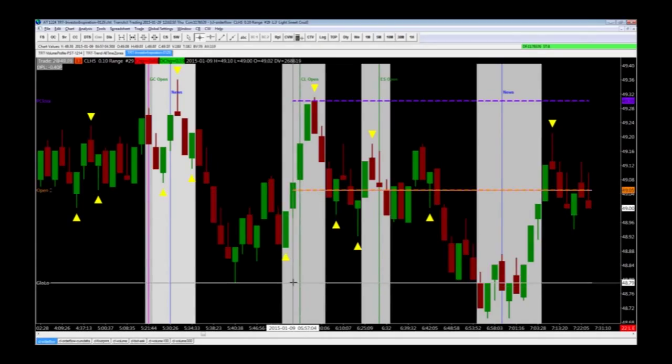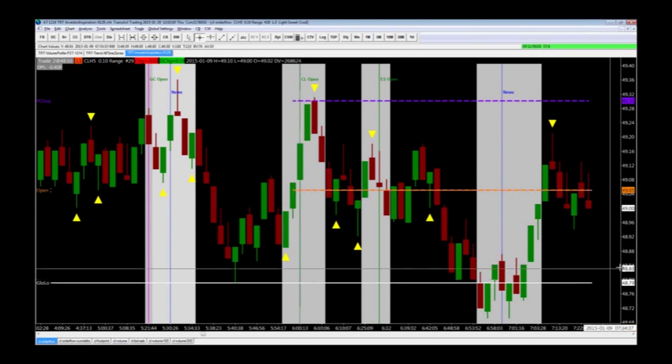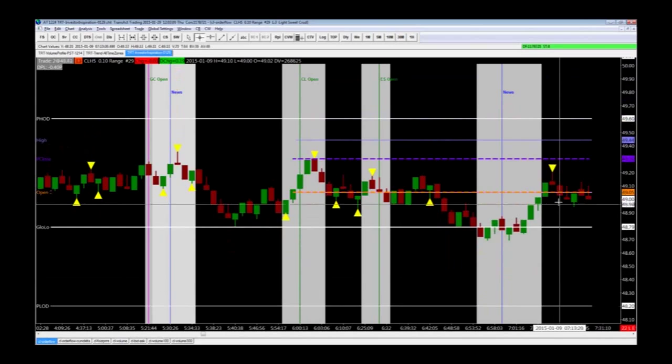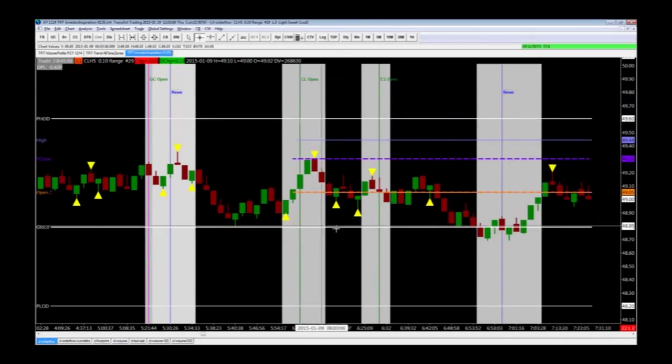And then this white line down here is the overnight low. Down here is yesterday's low and yesterday's high. All these are drawn automatically by the software. This is Sierra Chart.